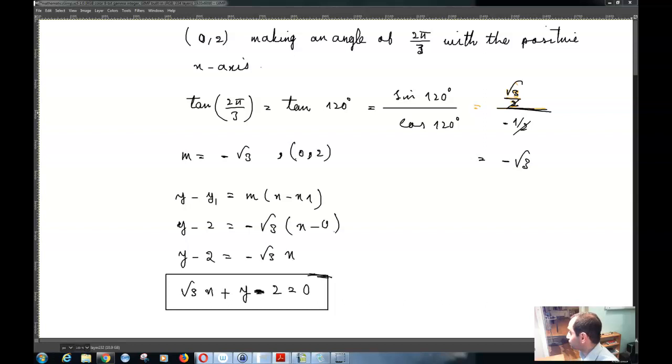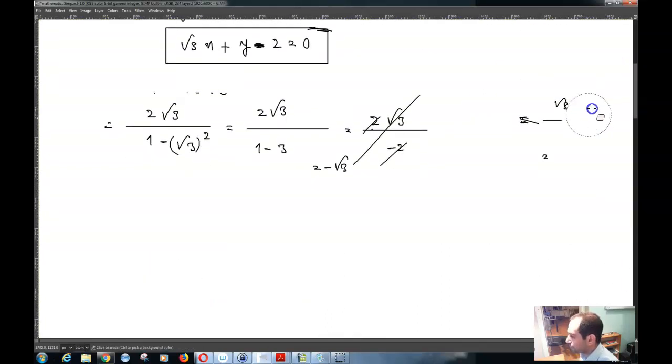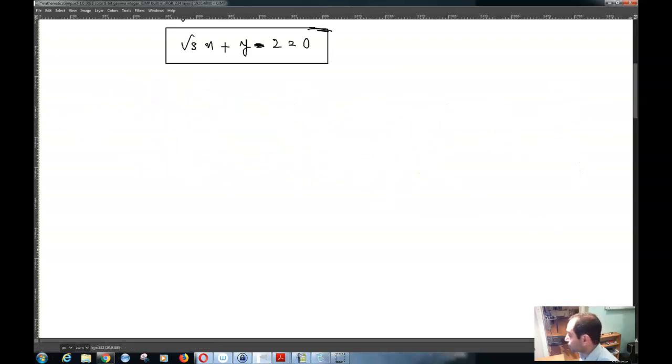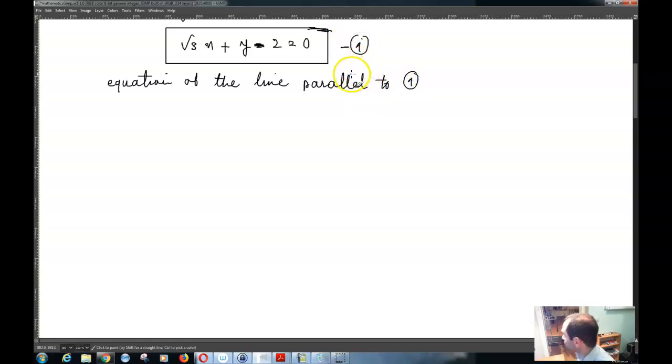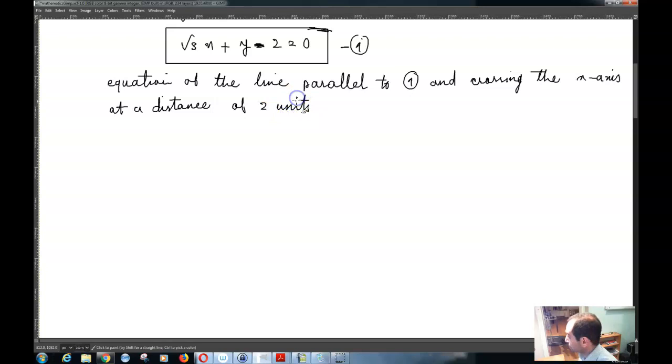Now the second part of this question is, you want to find the equation of the line parallel to 1, call this number 1, parallel to 1 and crossing the x-axis at a distance of 2 units below the origin.